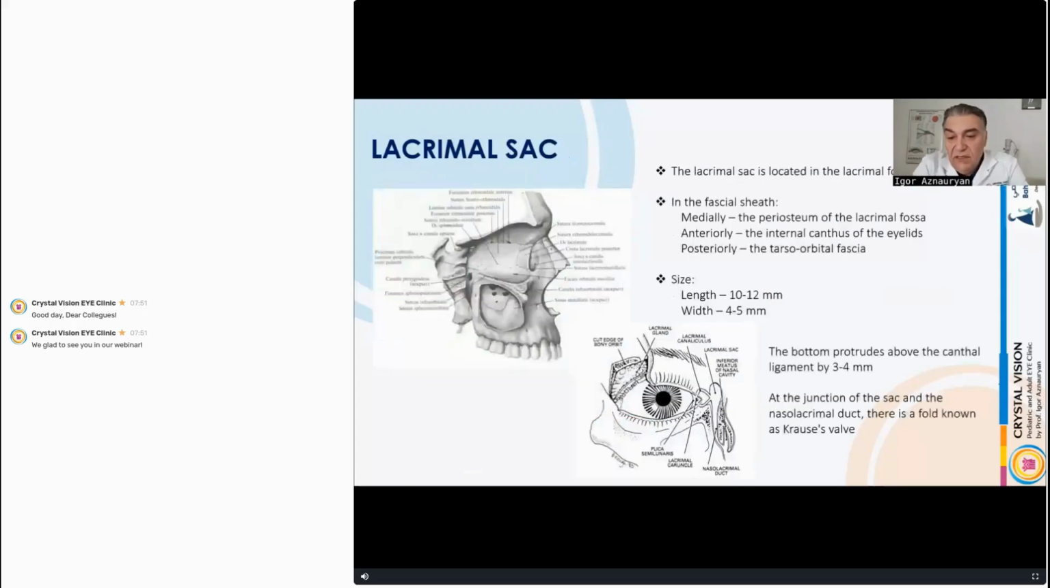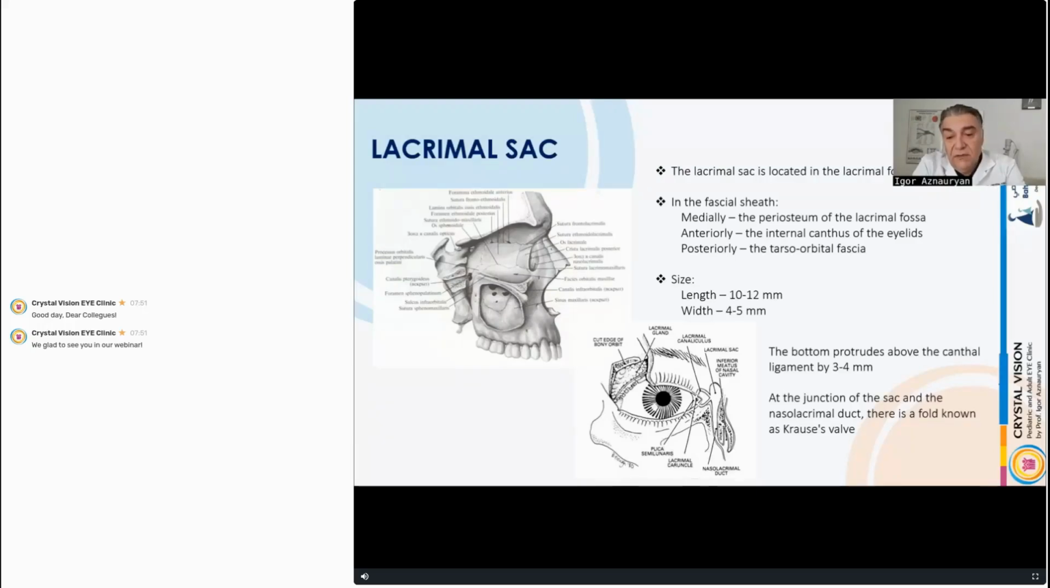The lacrimal sac is located in the lacrimal fossa, which is formed by the frontal process of the maxilla and the lacrimal bone in a triangular recess within the corresponding fascial sheath. Medially, the periosteum of the lacrimal fossa, anteriorly the internal ligament of the eyelids, and posteriorly the tarso-orbital fascia. It should be added that the periosteum, approaching the lacrimal sac, splits into 2 layers, one of which passes medially between the sac and the bone, while the other passes laterally.